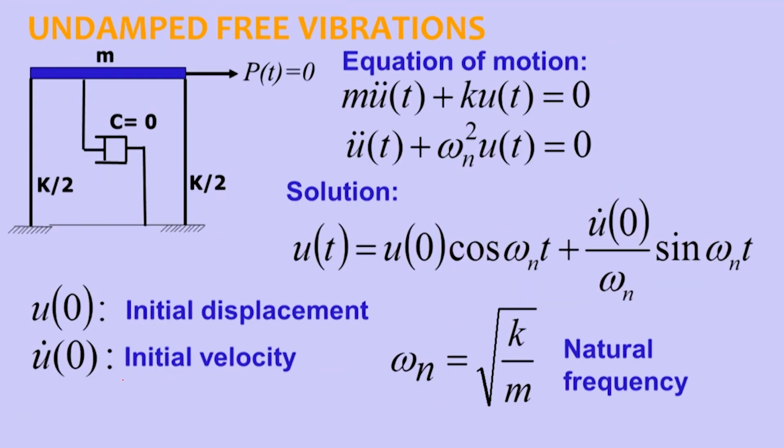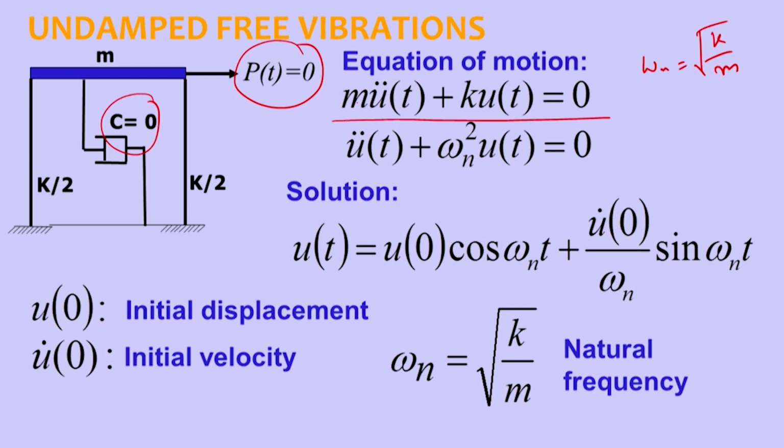Now this slide shows the overall summary of undamped free vibration. This is a system where damping is 0 and force is 0. Then the equation of equilibrium is m u double dot plus k u is equal to 0. If we divide this equation by m, that gives us u double dot plus k by m u equal to 0, where, as already discussed, omega n is equal to under root k by m. So k by m is nothing but omega n square. This is the equation of motion.